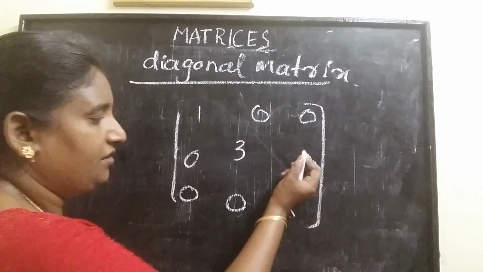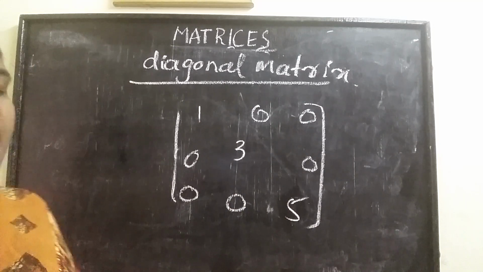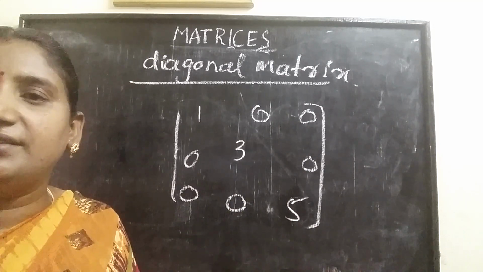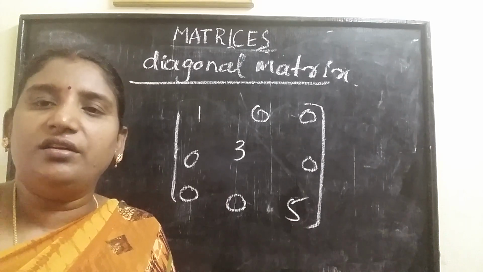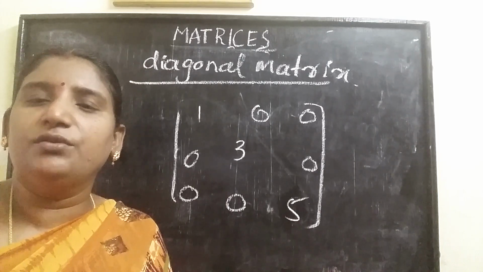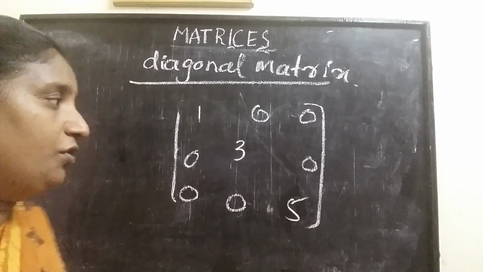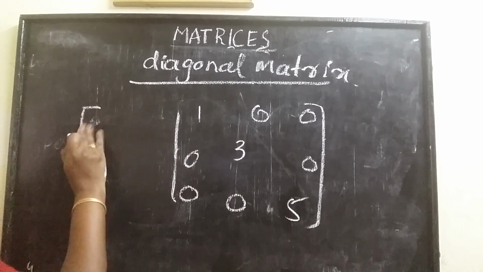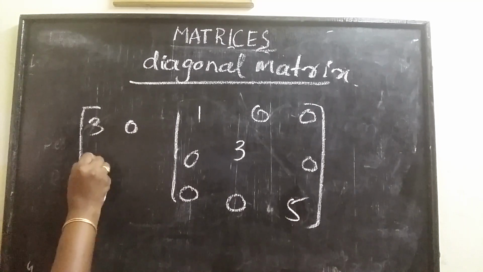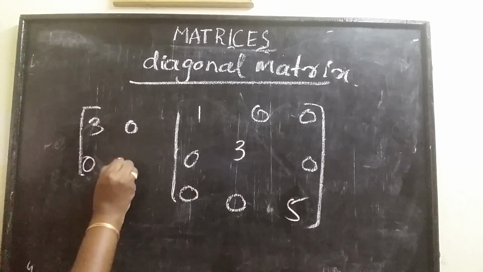So what we discussed, check once again. A square matrix is said to be a diagonal matrix if all its non-diagonal elements are equal to 0. And one more example you can observe. A 2 by 2 matrix, see here, 3, 0, 0, 2.